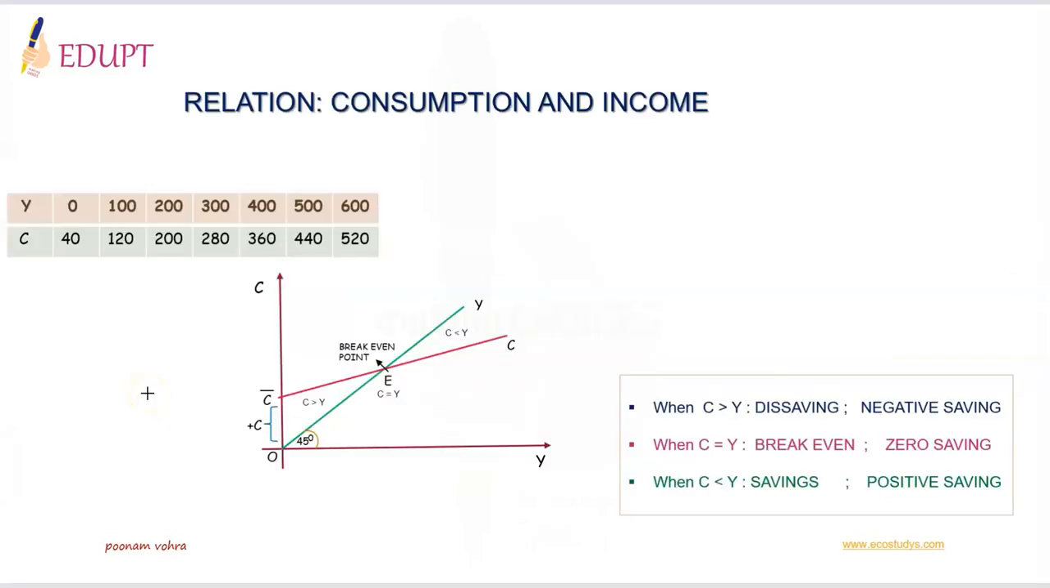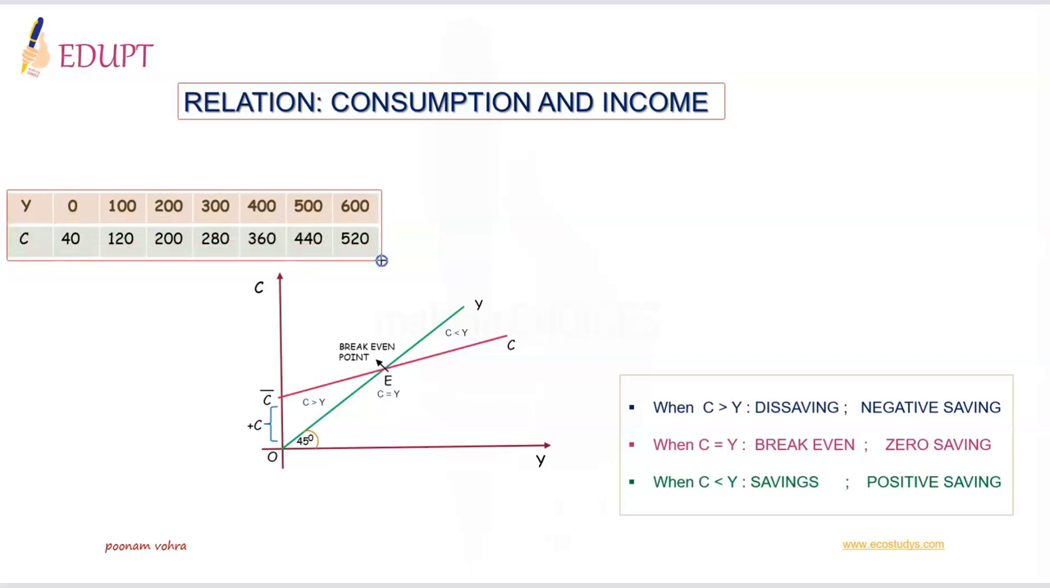Now, after having understood the consumption demand, it is easy to establish the relationship between consumption and income. Continuing with the same numerical example, where income increases by 100 in each case and consumption increases by 80 in each case, one can show the same diagrammatically and one finds that consumption demand is upward sloping, beginning from some positive value, which is 40 in this case, at income 0.